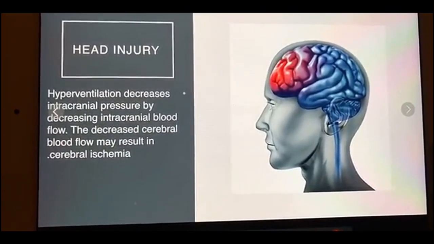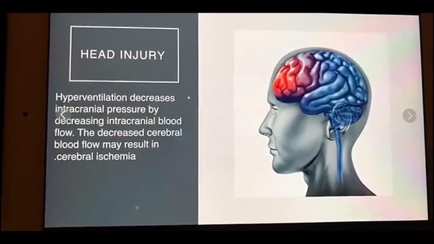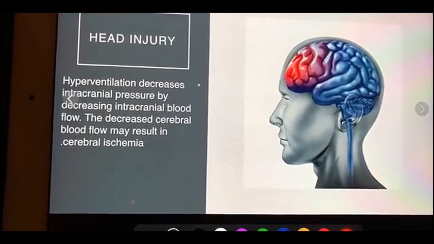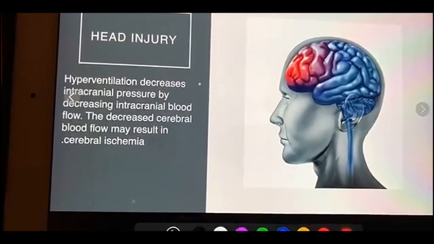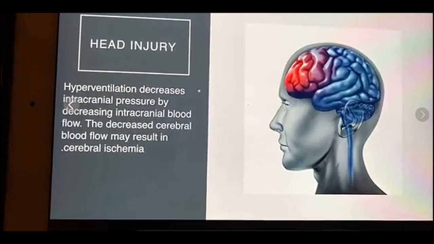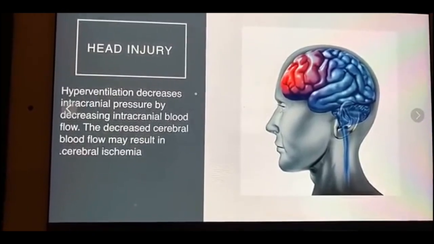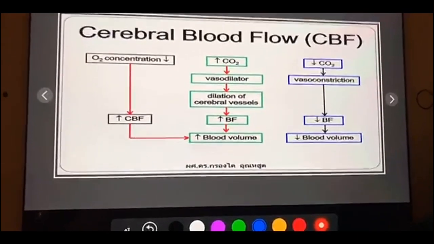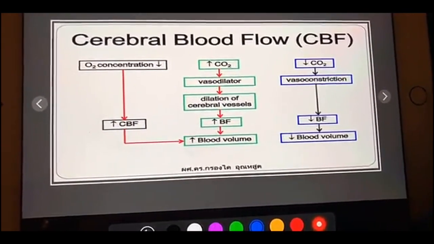We know that CO2 is a cerebral vasodilator. So once the patient is hyperventilated, it will decrease the CO2 level and result in decreased intracranial pressure, and this decrease will decrease the blood flow, and the patient will have cerebral ischemia. This picture is clearer for the effect of CO2 on cerebral blood flow.